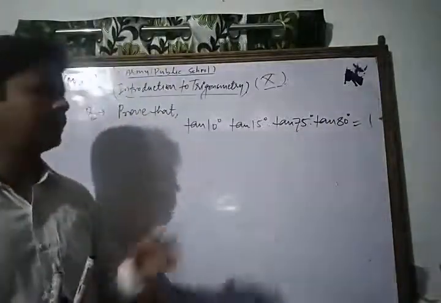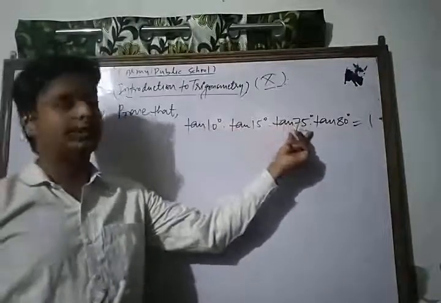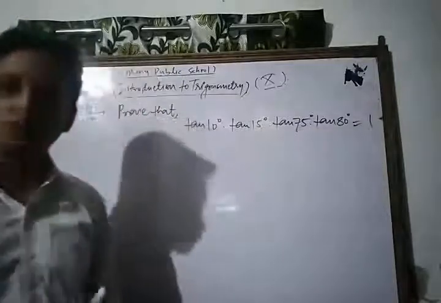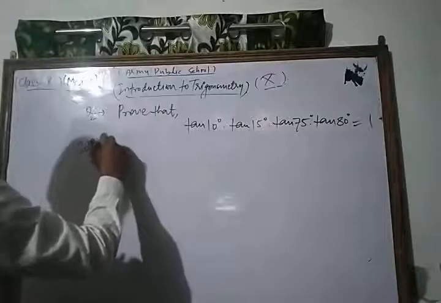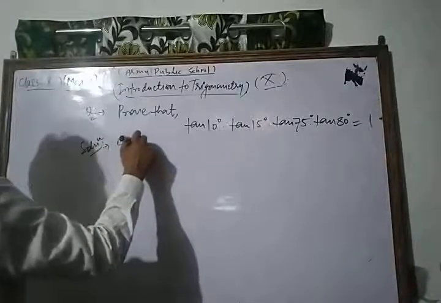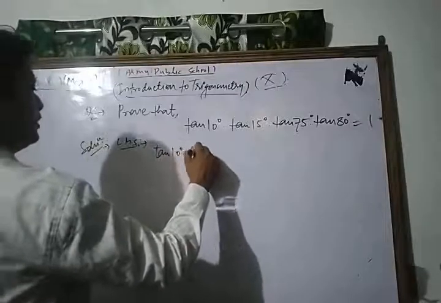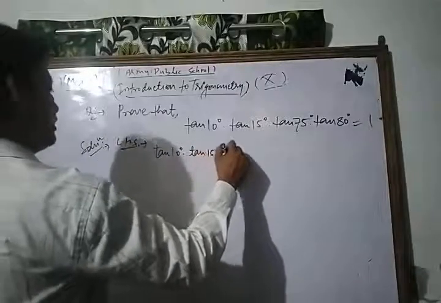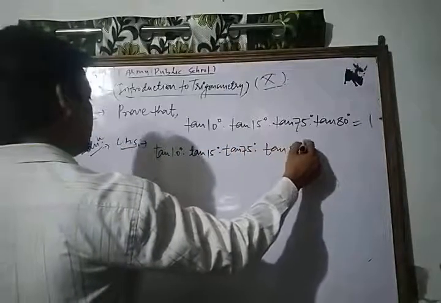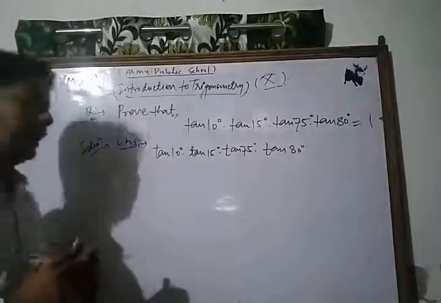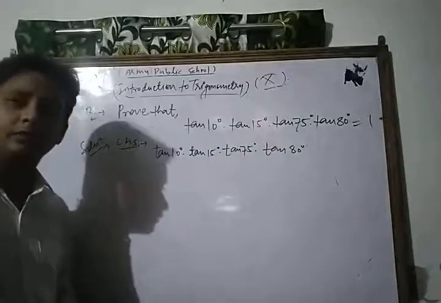Dear student, in this question we have to show that tan 10°, tan 15°, tan 75° and tan 80° is equal to 1. Now let's see its solution. First of all, we take the left hand side of the question, which is tan 10° into tan 15° into tan 75° into tan 80°. Now first we find which are the complementary angles.